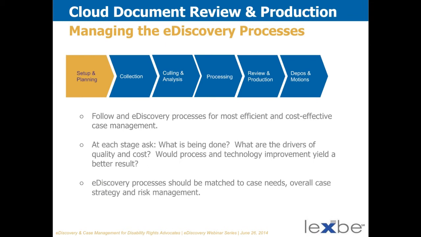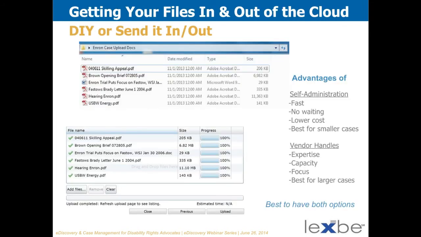As one goes through the eDiscovery process, there are workflow issues of just determining what's being done at each stage. How do you keep quality up and cost down? And I'll talk about a few different options. One thing that we do that many tools don't is we allow self-administration. So you can upload and download documents yourself. And this is a screenshot of bringing documents in, and our clients do that all the time. That way it's fast, it's lower cost.